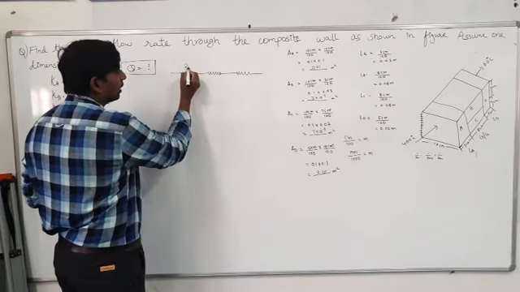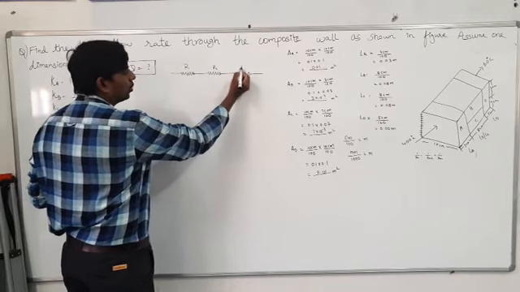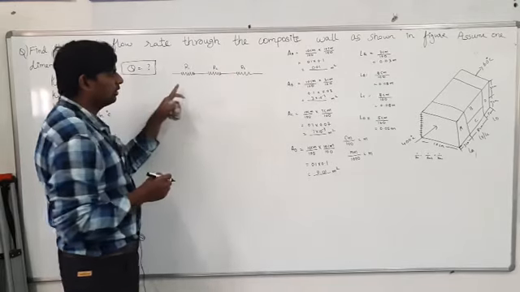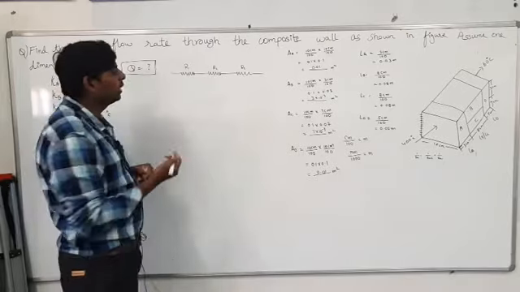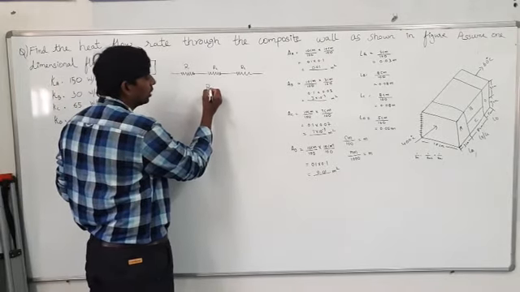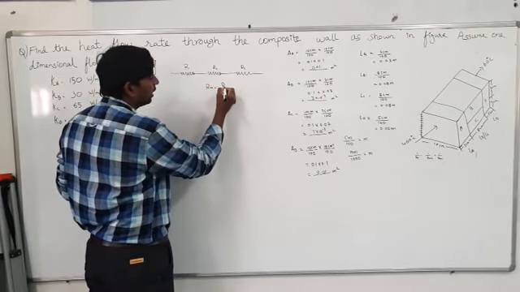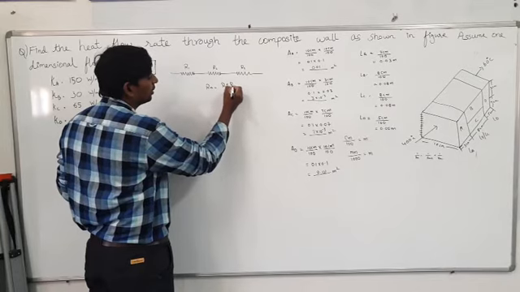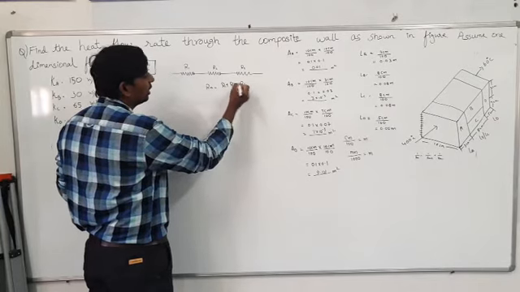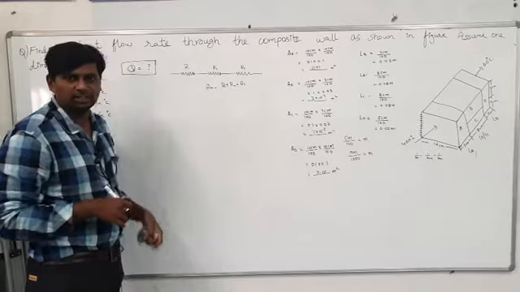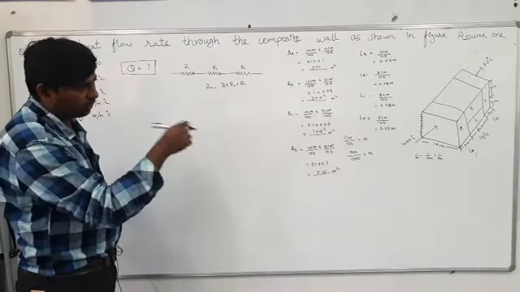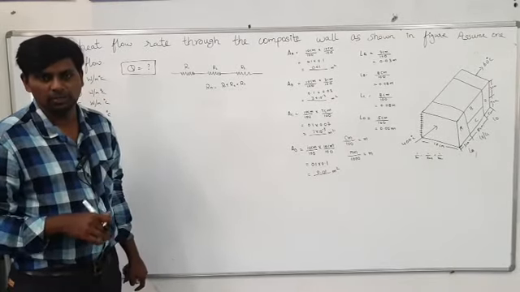This one you can take as R1, this one is R2 and this one is R3. Then easily you can add: total resistance is equal to resistance 1 plus resistance 2 plus resistance 3, if it is in series. But in our scenario the case is somewhat different.